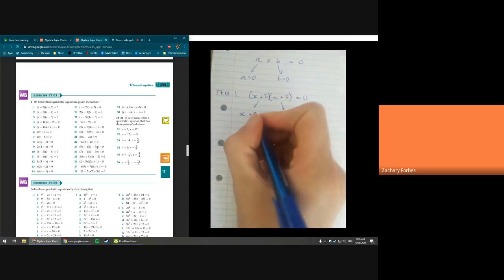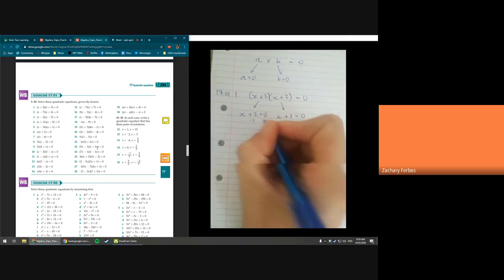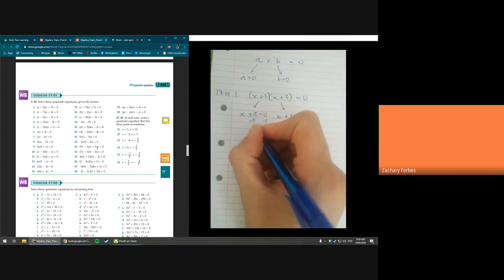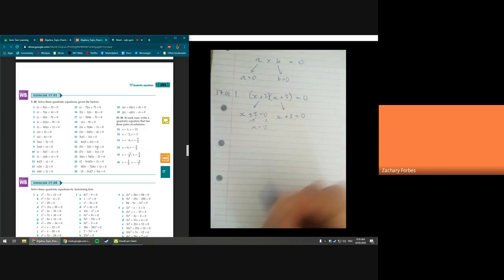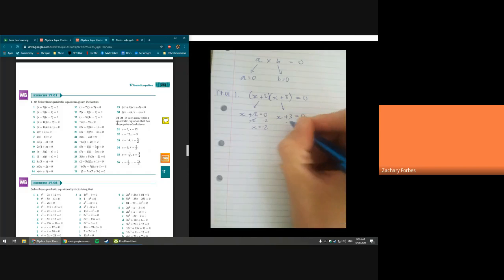So to solve for this one, I'm just going to go minus 2 on that side, minus 2 on this side. So then these cancel out, and you get x equals negative 2. And then over here, I'm going to minus 3 on this side and minus 3 on that side. And these cancel, and we get x equals negative 3.